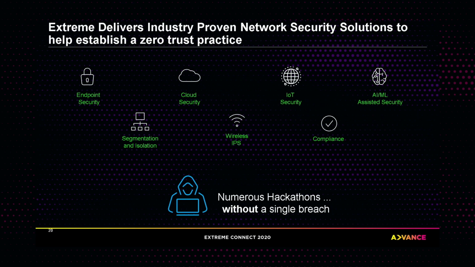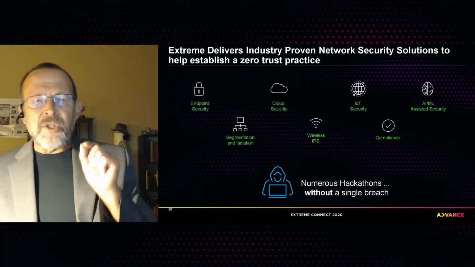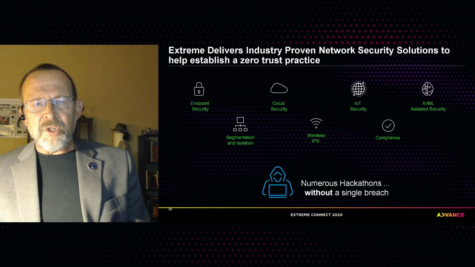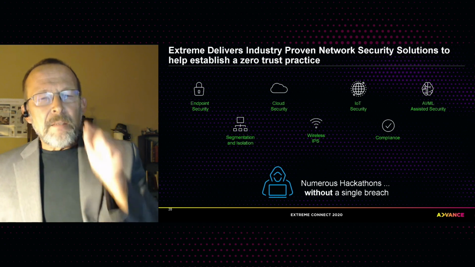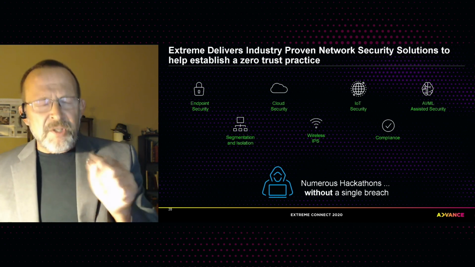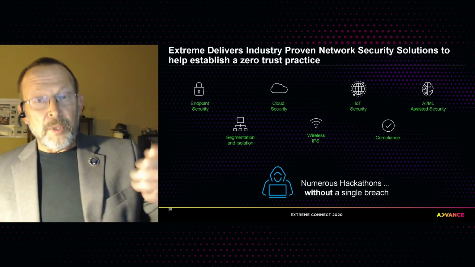At Extreme Networks, we deliver quite a bit in endpoint security, segmentation and isolation, cloud security, wireless intrusion protection and intrusion detection, IoT security, compliance, AI and ML assisted security for analytics and the vigilance that we're talking about. Remember, we've done numerous hackathons without a single breach, and this is a testament to our fabric and our segmentation and isolation capabilities. These technologies alone will not deliver zero trust. But if you use these appropriately with the practices that I've talked about, you can approach a zero trust practice.